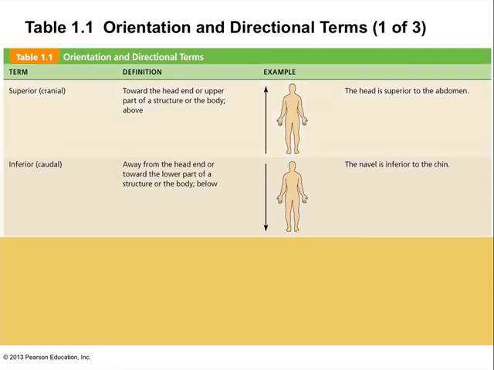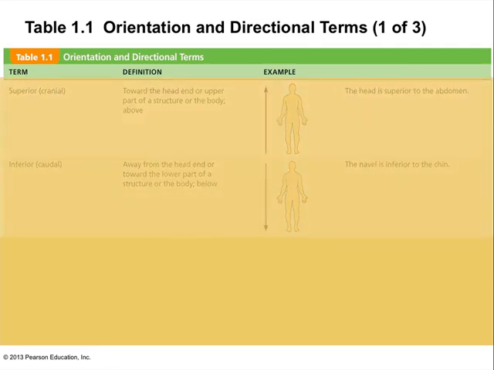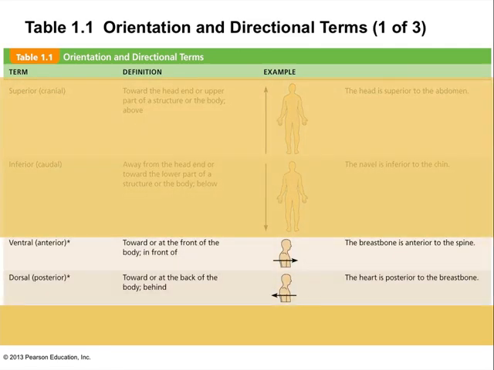Our next pair is ventral and dorsal, also known as anterior and posterior. Ventral means toward the front of the body. The breastbone is anterior to the spine. Dorsal means toward the back of the body. The heart is posterior to the breastbone.